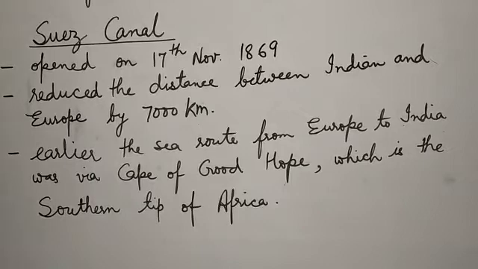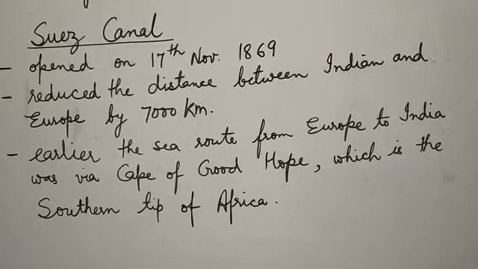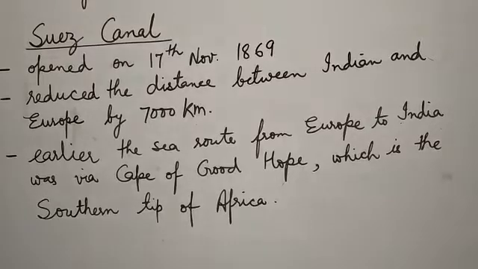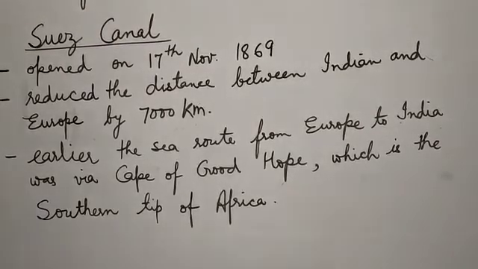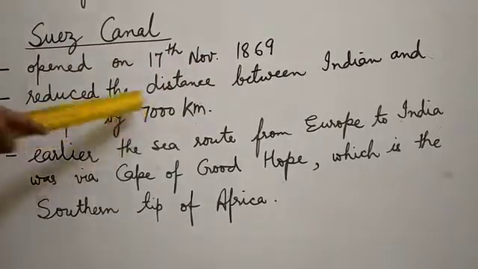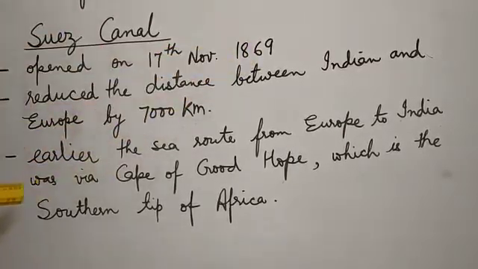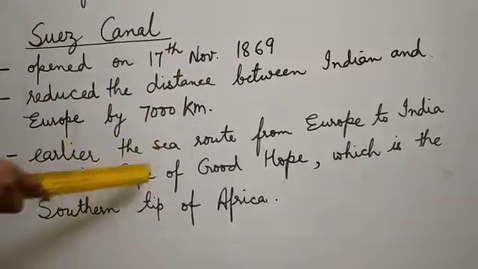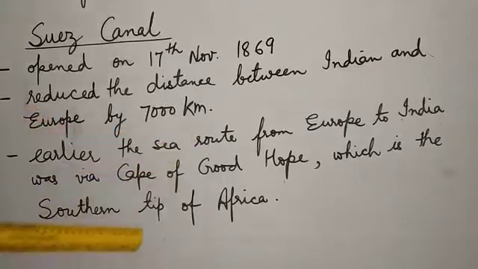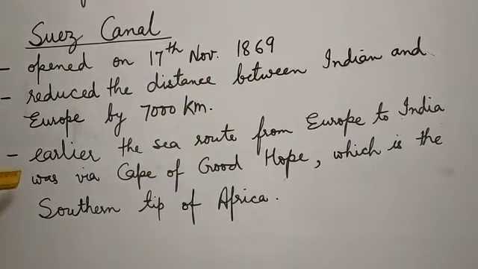Now let us see the benefits of opening of Suez Canal to India and the Indian subcontinent. Suez Canal was opened in 1869, and therefore it reduced the distance between India and Europe by 7,000 kilometers. Earlier, the sea route from Europe to India was via Cape of Good Hope. This was taught in the previous class. The southern tip of Africa is Cape of Good Hope. So therefore it was a very, very long route for them.